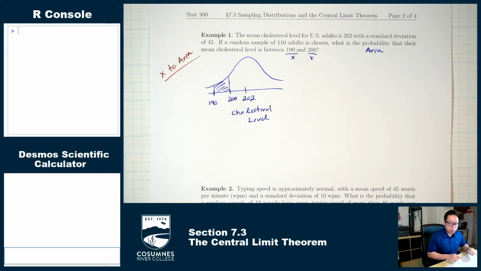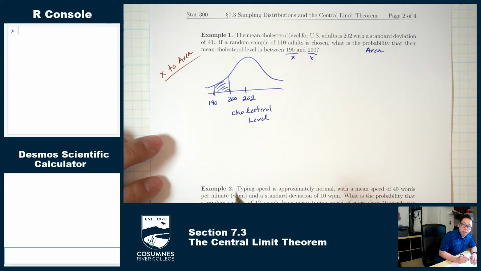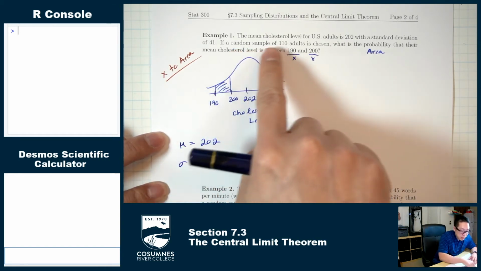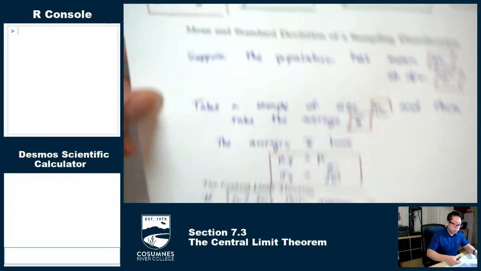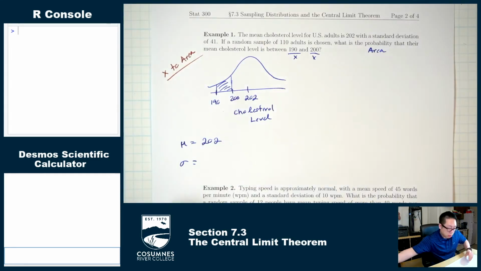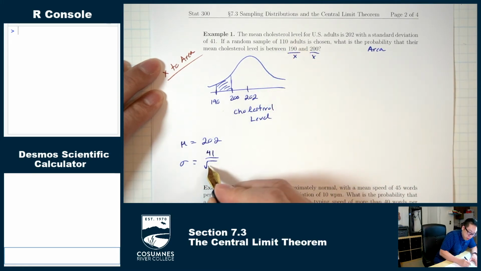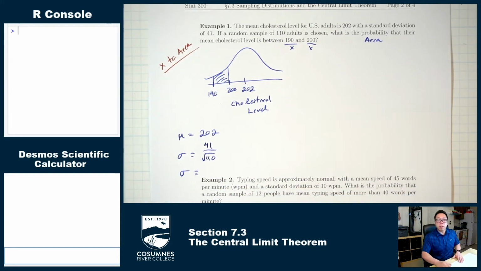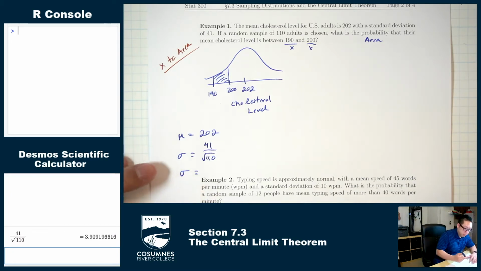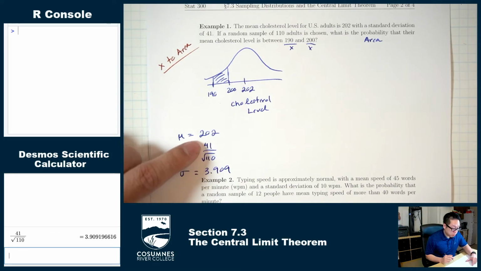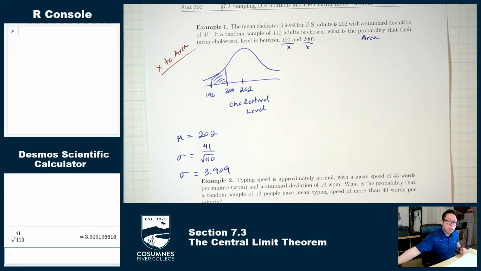Now, the one extra step here before I go and do my workflow is I'm going to write down my mean and my standard deviation. So my mean here is the 202. The standard deviation, if I'm given a sample size, which I am here, I have to adjust it by dividing by square root of n. So I do need to adjust this 41 by dividing it by square root of the sample size, which is 110. On my calculator, 41 on top, on the bottom square root of 110. And then round this to 3 decimal places. So it's 3.909. And that's the standard deviation that you're going to be using for the rest of this problem. Not 41, 3.909.